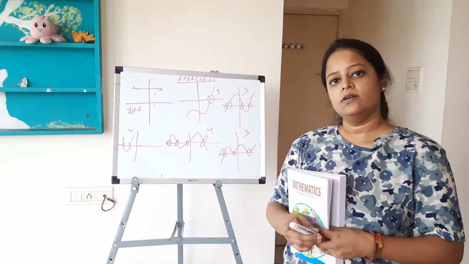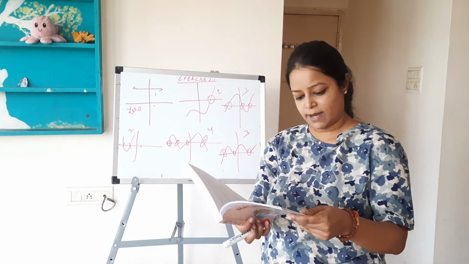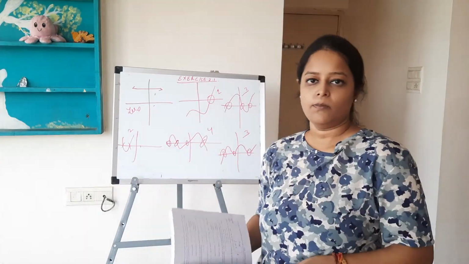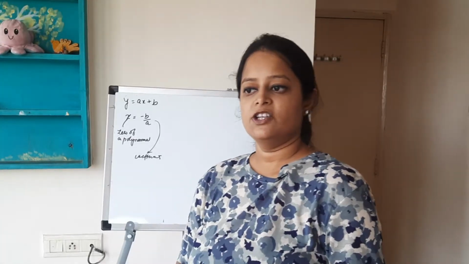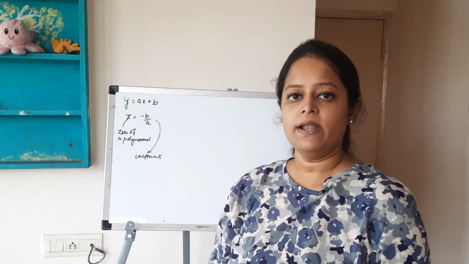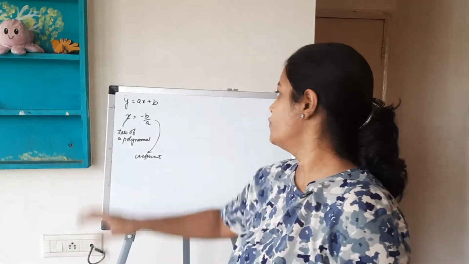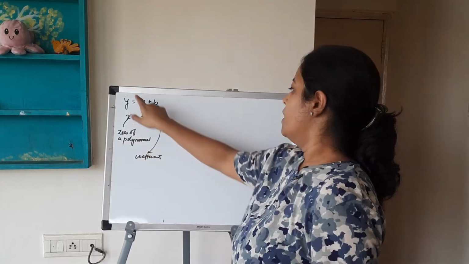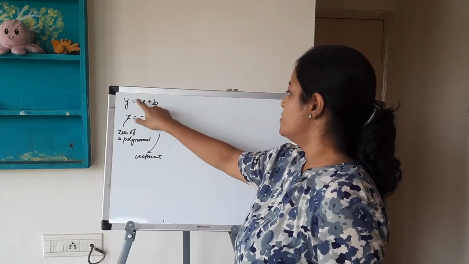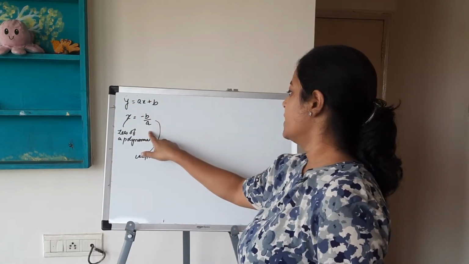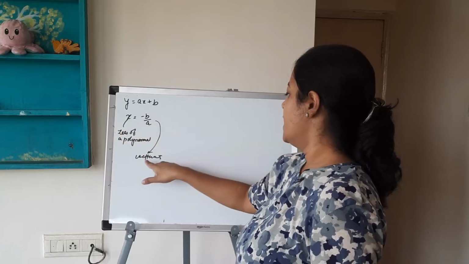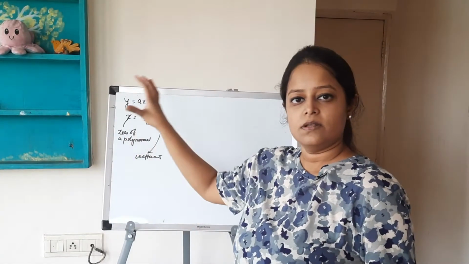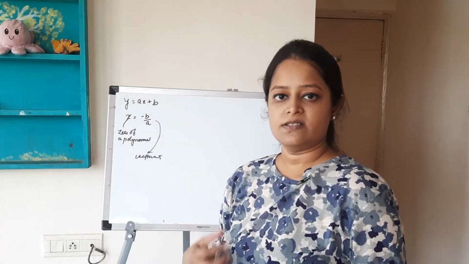We'll move on to the next aspect of the chapter, which is the relationship between zeros and coefficients of a polynomial. We are going to see the relationship between a zero of a polynomial and the coefficients of the polynomial, right? We already know that in the case of a linear polynomial, the value of x at which the polynomial becomes 0 is minus b by a. So this is the zero of the polynomial, and you can see that the coefficients are expressed in some form here.